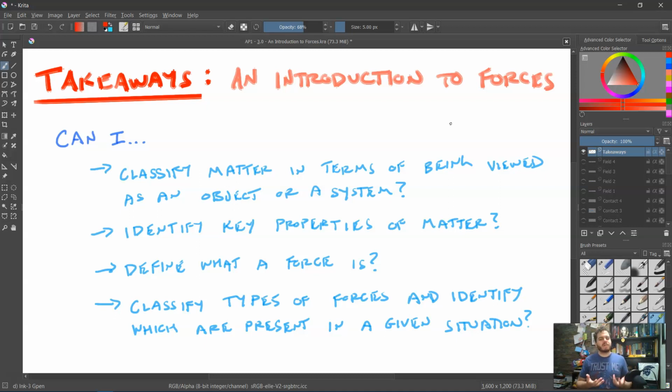And additionally, can we classify types of forces, not only into contact and field forces, but into subcategories below those? And can we identify which are present in a given situation? You're going to see that in next class, that we will bring up some examples of some situations. I want us to start thinking about, okay, this force is present, this force is present, this force is present, and make sure we catch all the ones that are at least primarily going to be affecting the motion of objects.